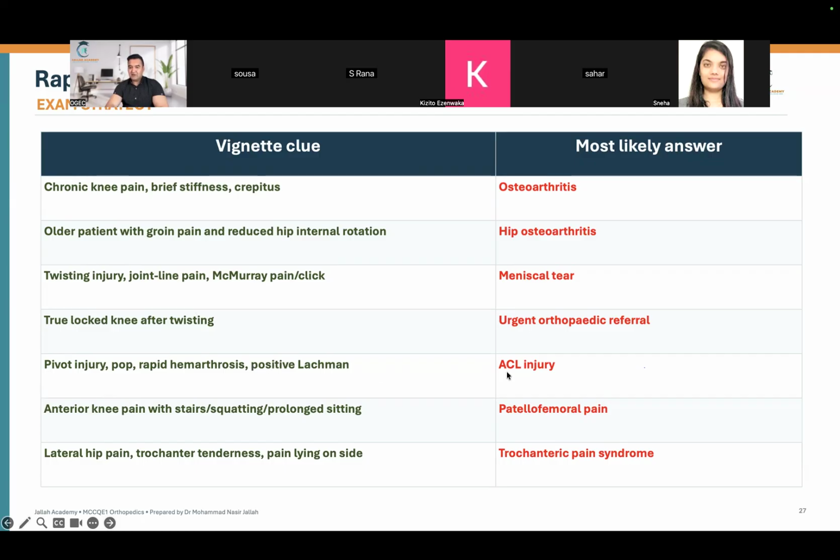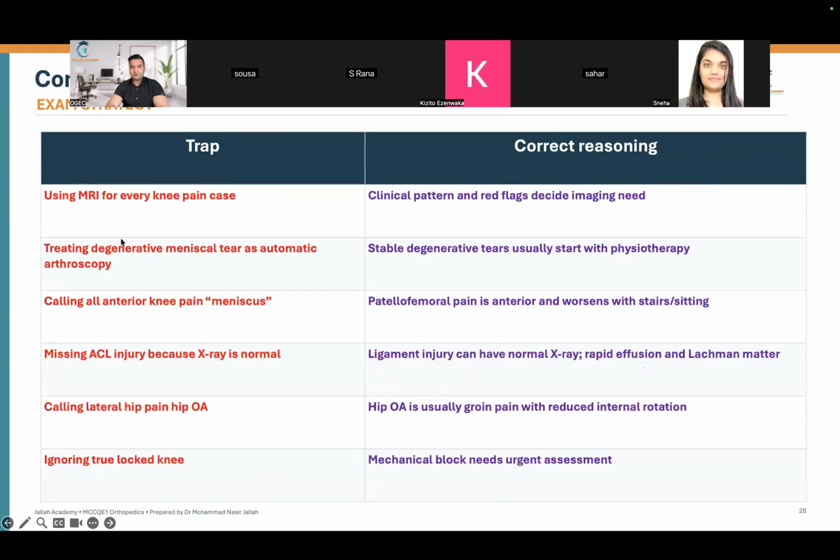What is the most likely diagnosis? Anterior cruciate ligament. Anterior knee pain with stairs, squatting, prolonged sitting, in an adolescent or young adult, and when you compress the patella, it gets worse. What is it? Patellofemoral pain syndrome. Lateral hip trochanteric tenderness, pain lying on the side: trochanteric pain syndrome.